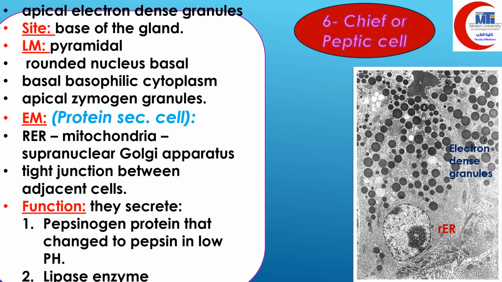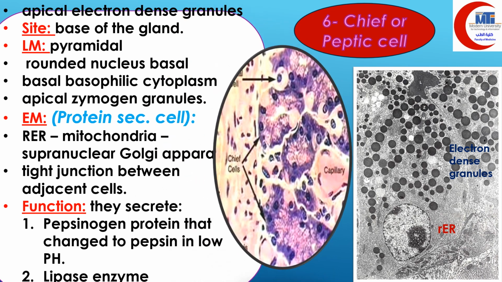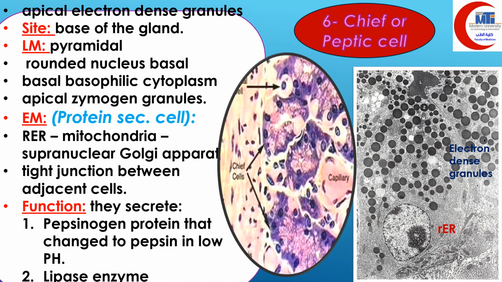Can we see a photo of the chief or peptic cells? Yes. It has a basophilic cytoplasm and apical acidophilic zymogen granules. It has a basal nucleus. Okay, can you see the arrow here is identifying the chief cell or basal cell. Okay, by this chief cell, we came to the final cell of the simple columnar epithelium of the stomach.